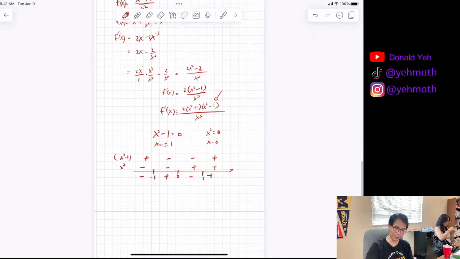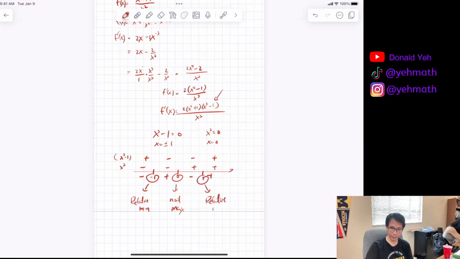Asymptote at 0. So 0 is not a max because there is an asymptote at 0. But negative 1 is a min, so this is a relative min, and this is a relative max. Does that sound very annoying? Wait, wouldn't that also be a minimum? Yep, okay, you said that. But 0 is not a max because 0 is an asymptote.